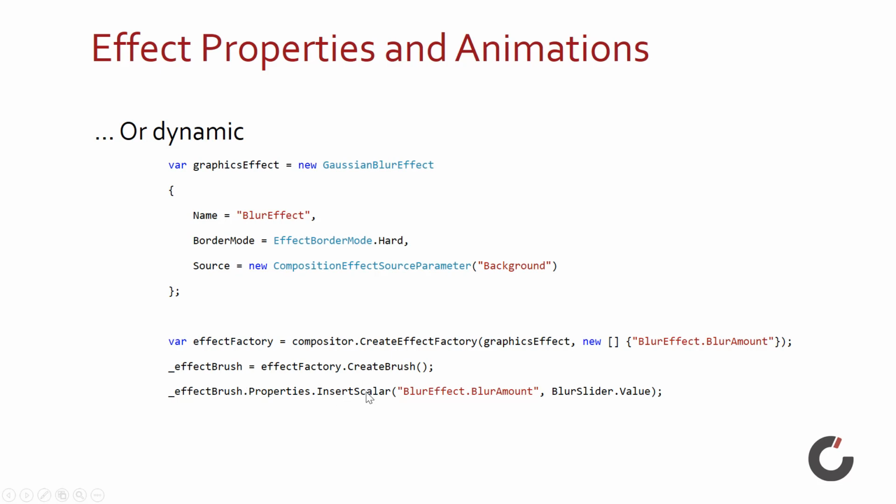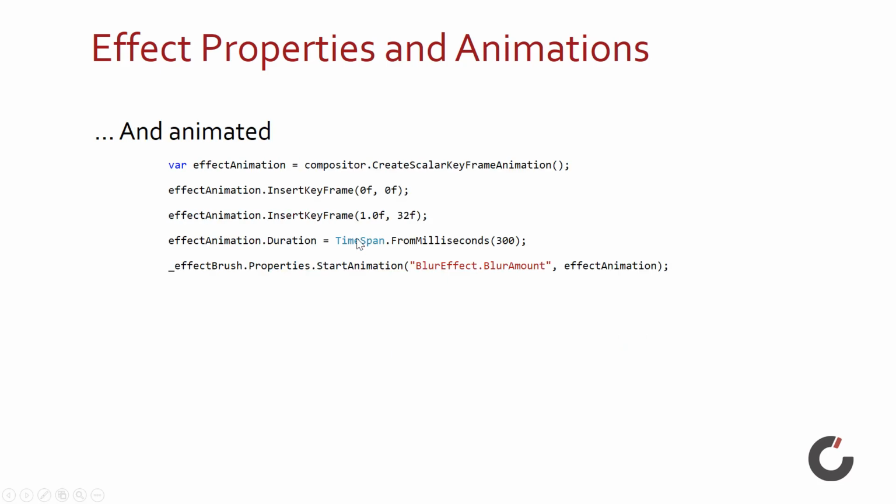So we can insert a scalar value, and for those of you who remember my animation video, a scalar is just a single float. We can then inject into that the outcome of this evaluation. So for example, this would be the slider value that would then set the blur amount for our effect. And so we can change that over time, which then lends itself well to animation.